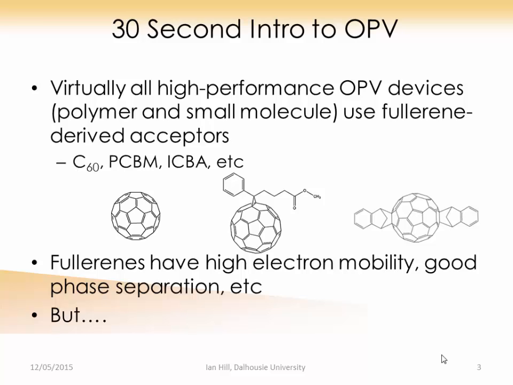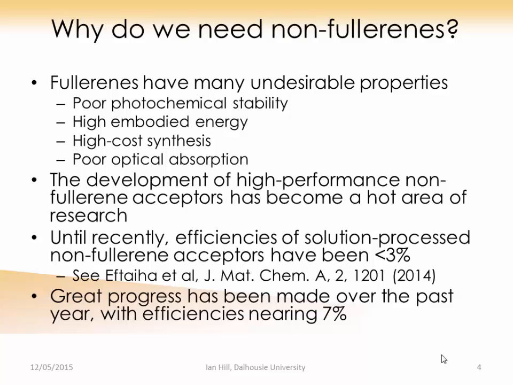Virtually all of the high-performance solution processed OPV devices, and that includes both polymer and small molecule, almost all the ones out there today use fullerene-derived acceptors, and these include things like C60, PCBM, ICBA, and there are a bunch of other variants out there. But fullerenes have high electron mobility. They phase separate nicely in these devices to form those nice nanoscale domains that I was talking about, and therefore they've been widely used. But unfortunately, there's a downside to them, or a number of downsides, in fact.